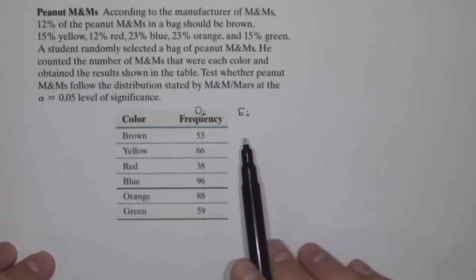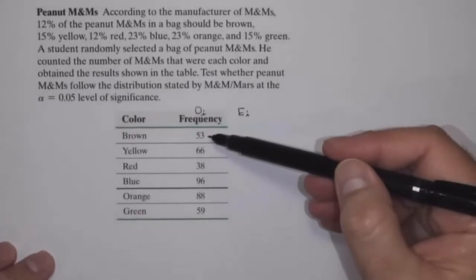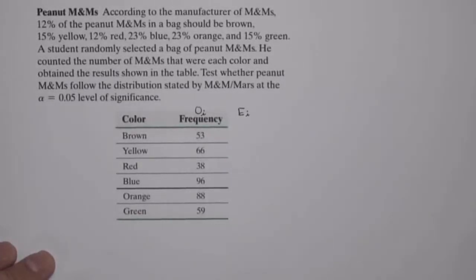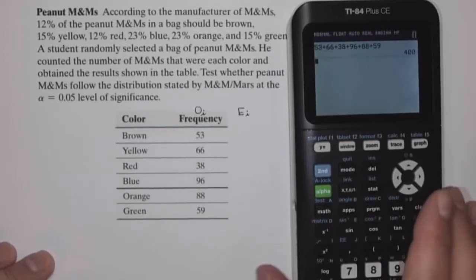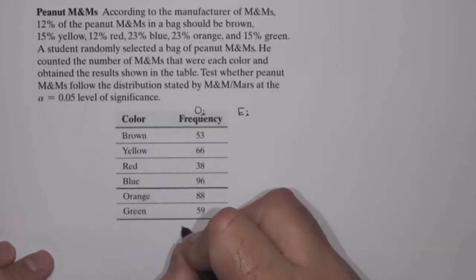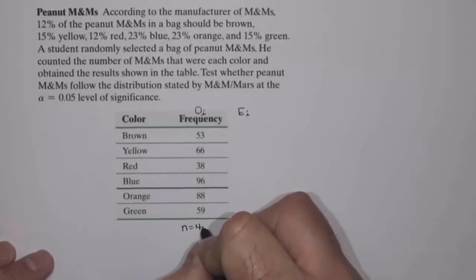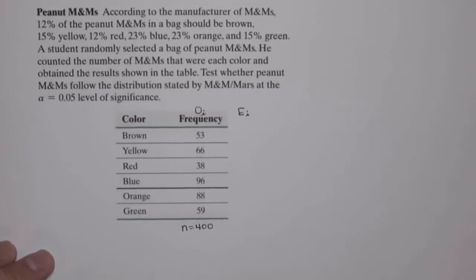Well, how do I go about figuring this out? Well, the first thing I need to know is how many M&Ms do we have altogether? So if we add up 53 plus 66 plus 38 plus 96 plus 88 plus 59, that is 400. So N equals 400. We had 400 observations of colors of M&Ms. And so I'm going to calculate E sub i based on that.